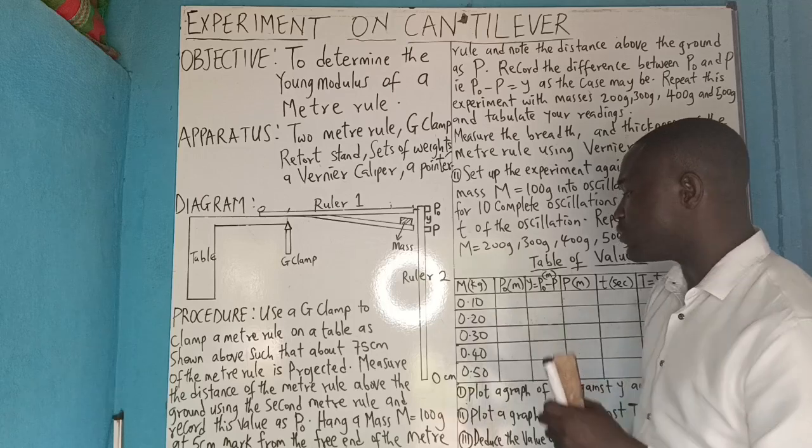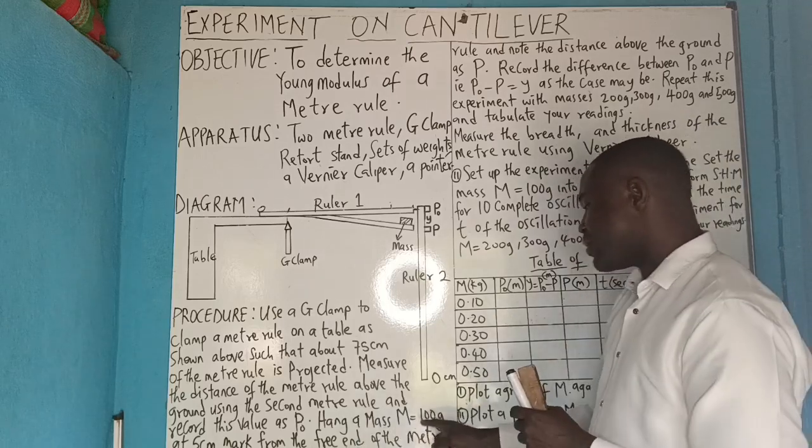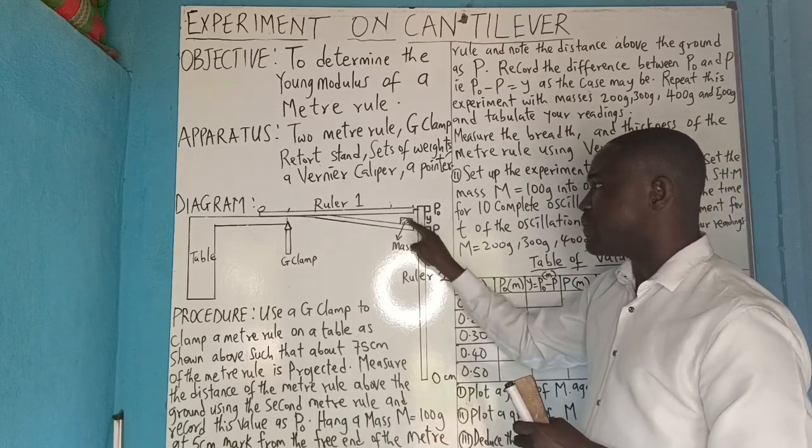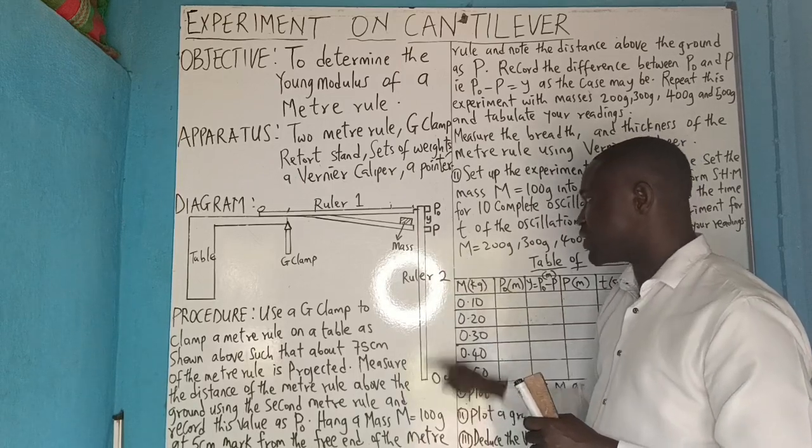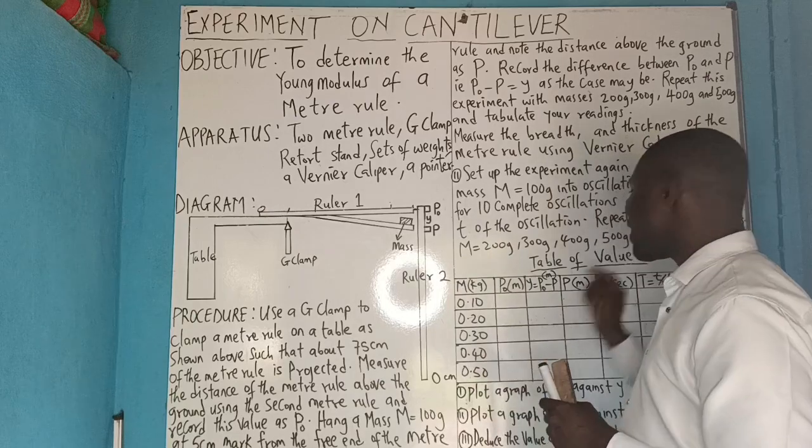So that is one. When we hang M equals 100 gram, this will depress or bend. We take the distance from the ground to it and call it our P.